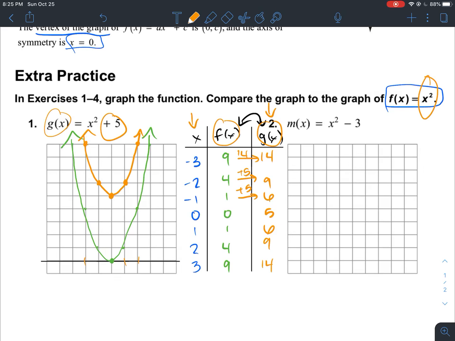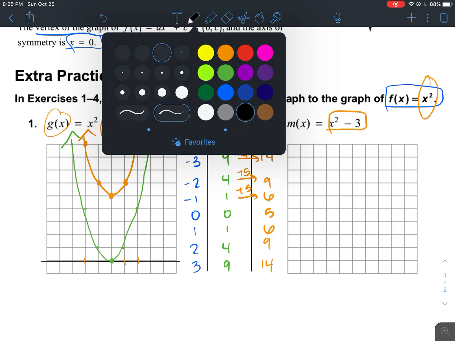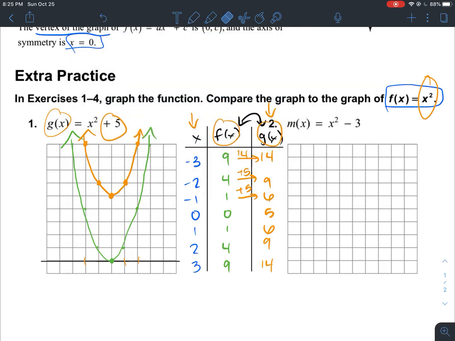Okay, now knowing that for m of x, if this is x squared minus 3, instead of doing a bunch of tables of inputs and outputs, I know here that this is positive and there's no stretch. Well, then I know that this is going to be facing upward. There's no reflection, right? Except there will be a shift. So I'm going to draw my x-axis right here and my y-axis right there.